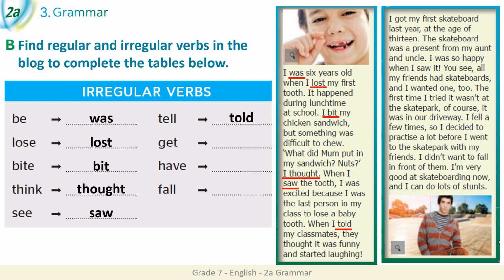How about the verb get? That's correct. I got my skateboard last year. So the past simple form is got. How about the verb have? That's perfect. All my friends had skateboards. So the past form is had. How about the last verb, fall? That's correct. I fell a few times. So the past simple form is I fell.